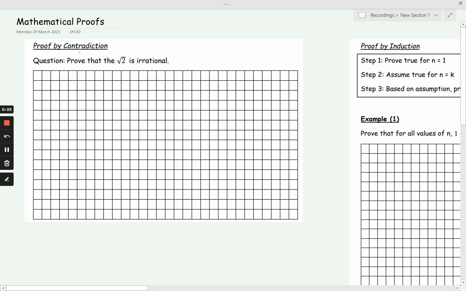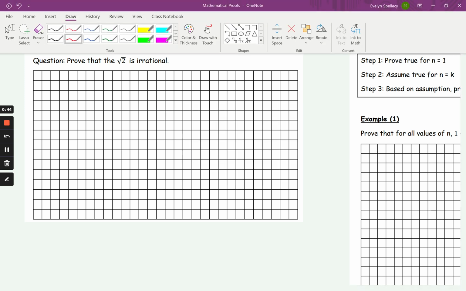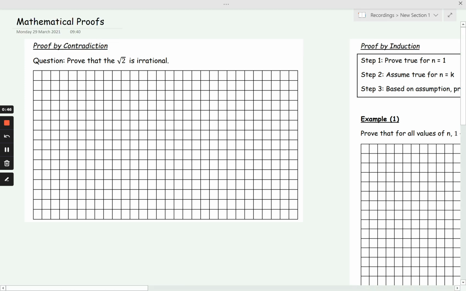So to prove it by contradiction, we're going to assume that it can be written as a fraction. And if we assume that it can be written as a fraction, we're going to prove that assumption to be false. So we're going to contradict that assumption to show that the square root of 2 is irrational. To start off with our proof, we're going to assume that the square root of 2 is rational.